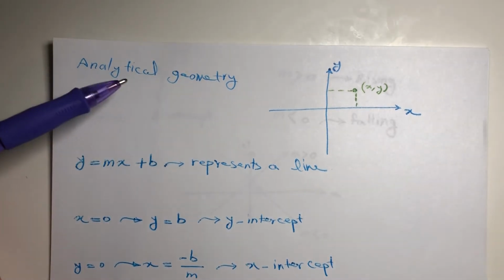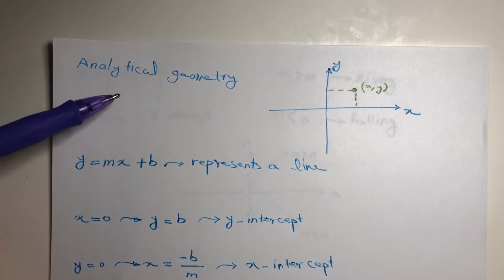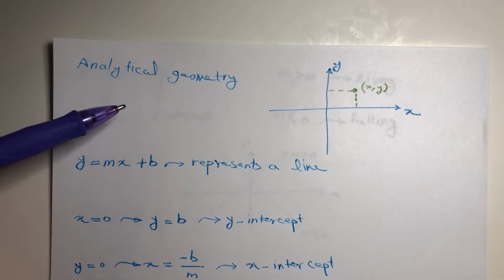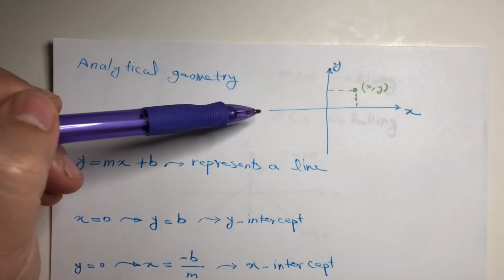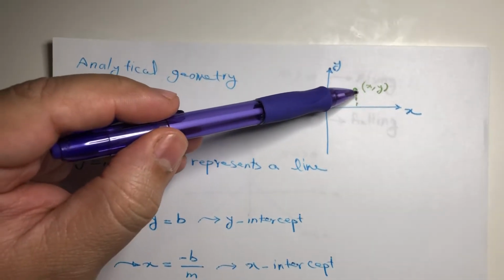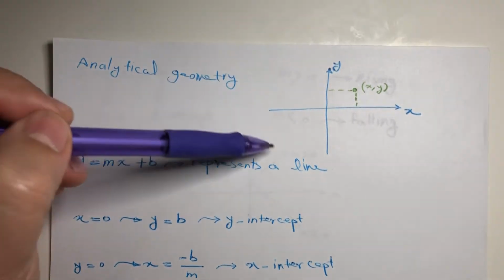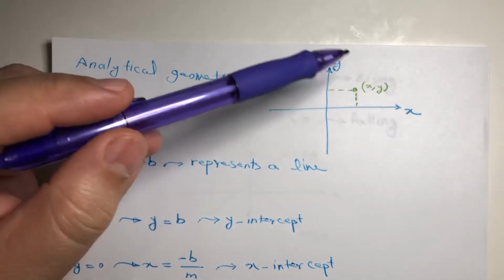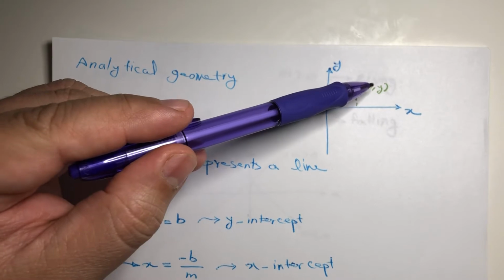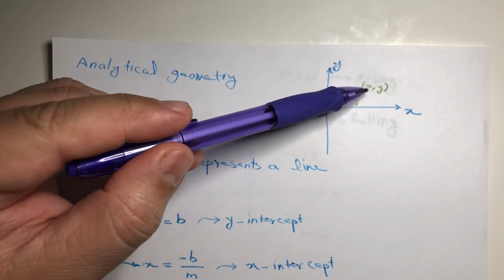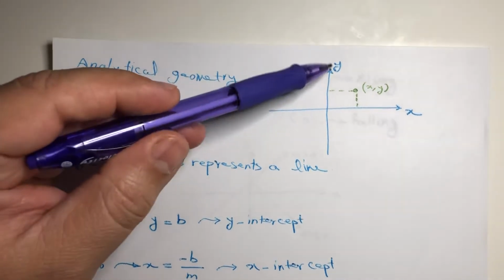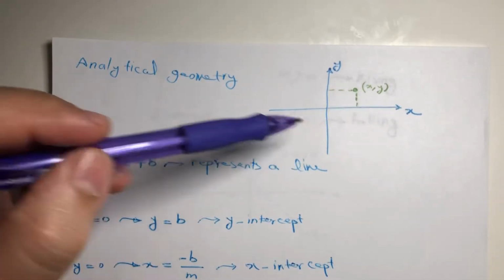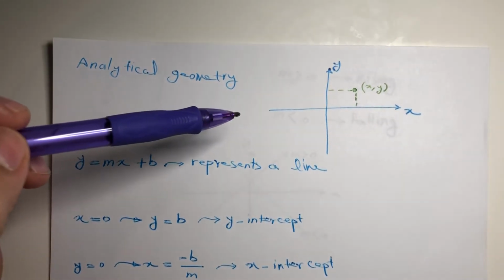I start by explaining that if we have a y-axis and an x-axis, then any point on this xy plane can be determined with two numbers, x and y. The y-axis is the vertical axis and the x-axis is the horizontal axis.